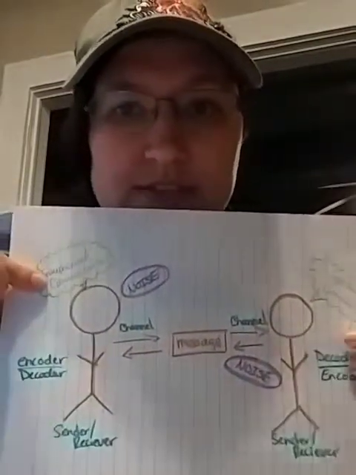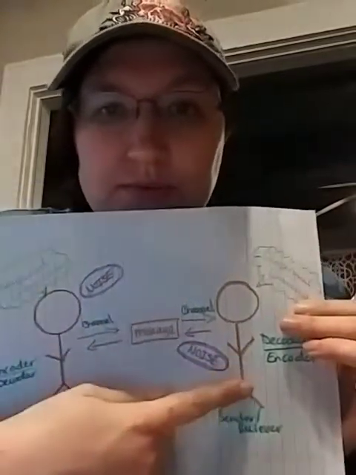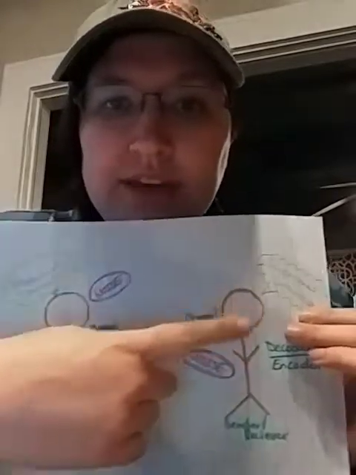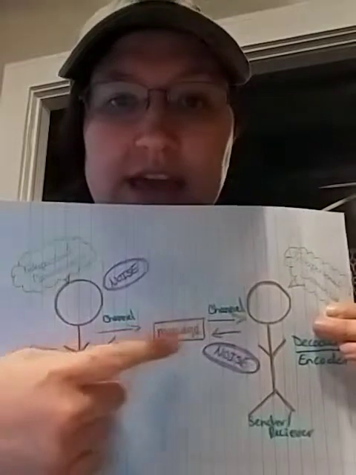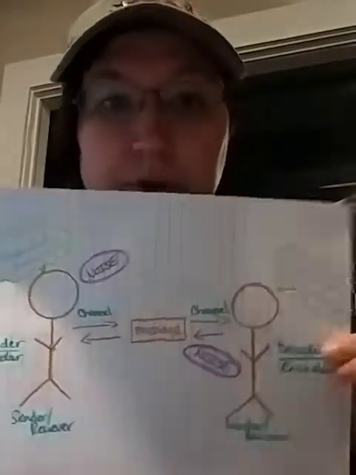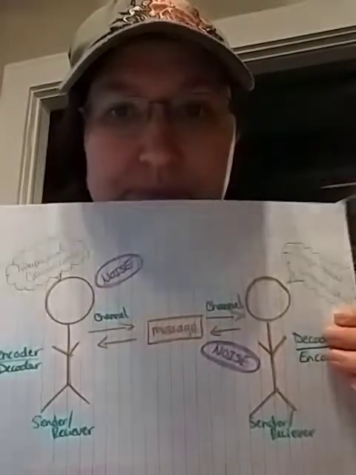This person takes interpersonal communication, develops the thought, and then sends it to this person, who then uses interpersonal communication to develop their response to that thought and sends it back. So both parties act as decoder and encoder and sender and receiver at the same time.